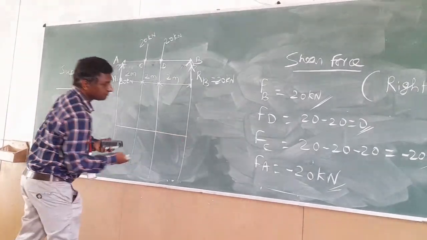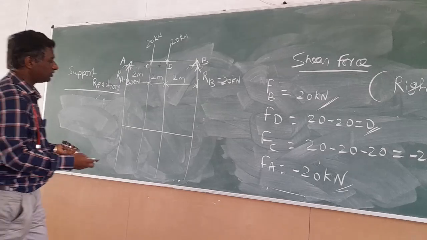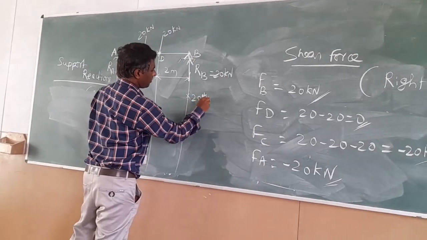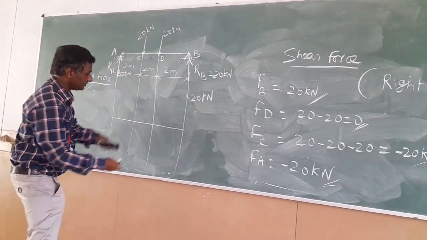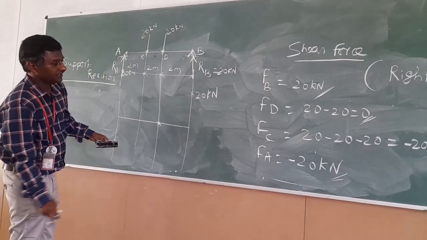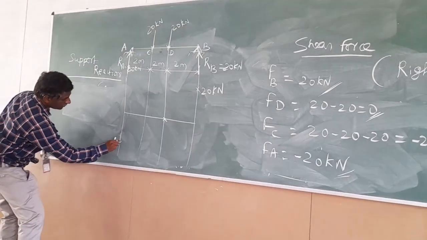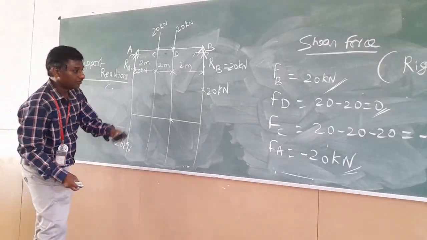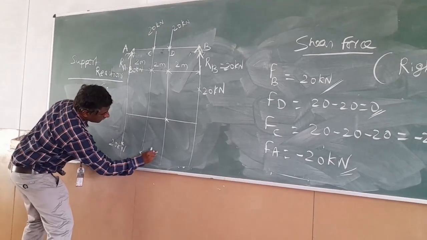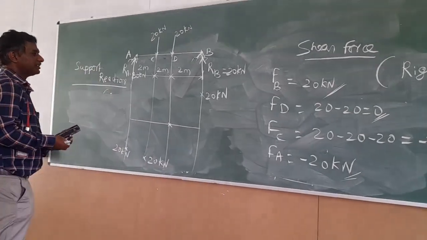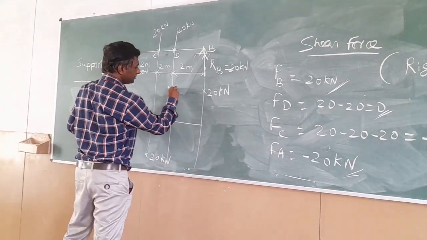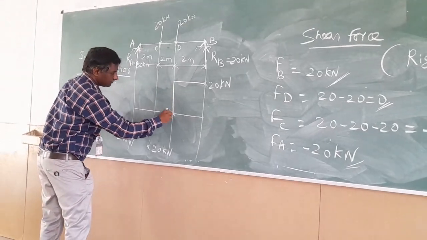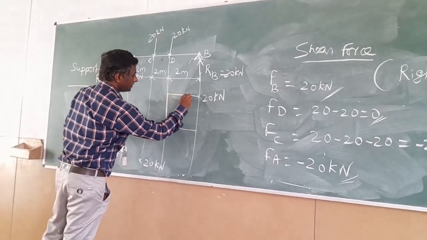so the 0 shear force line, and at FB that is equal to 20 kilonewton. And at FD that is equal to 0. FC that is equal to minus 20. FC also minus 20. So there is no UDL, so directly join, horizontal join, and where the load is, join vertically. Okay, here I use a different color.